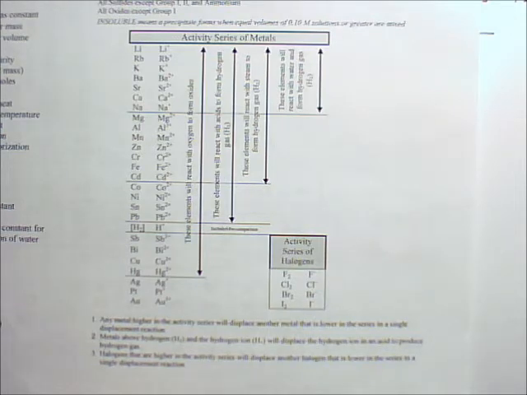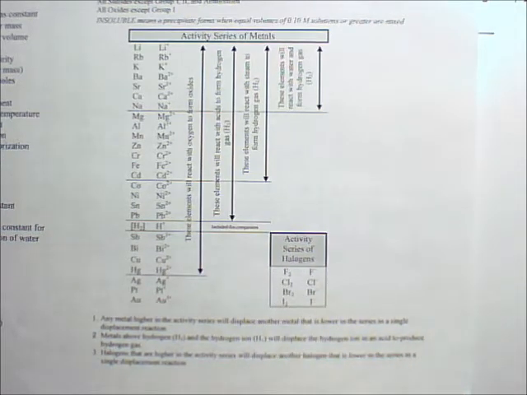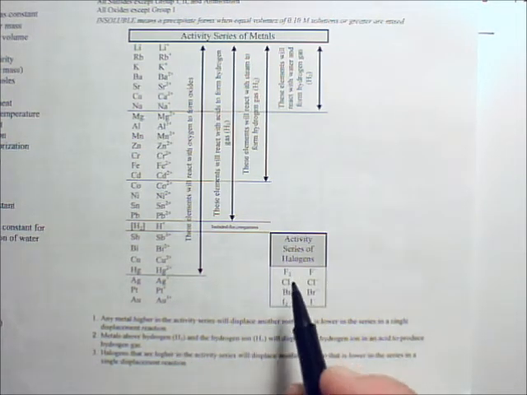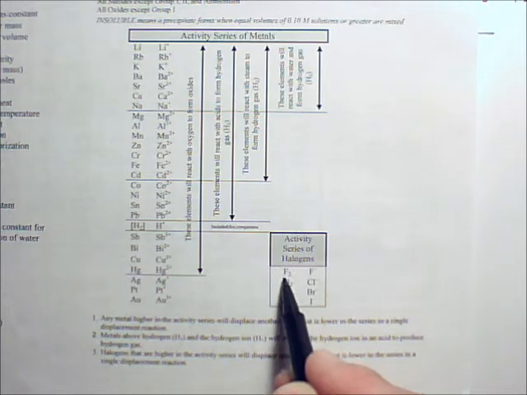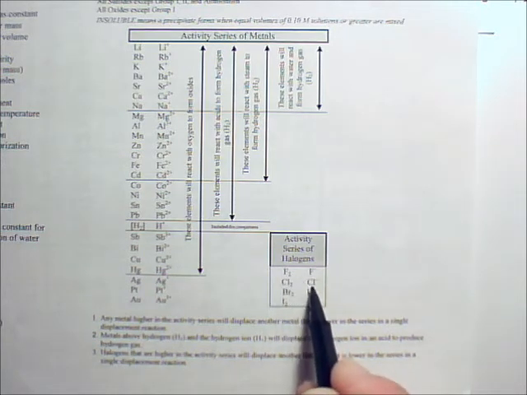Okay? Mackenzie says yes. Who disagrees with her? Does that mean it's like underneath it? No, this is just a different activity series. Halogen activity series. Okay? So fluorine is higher than chlorine. So fluorine, the element, should displace the chlorine ion.